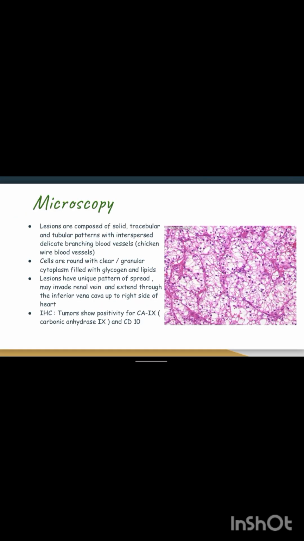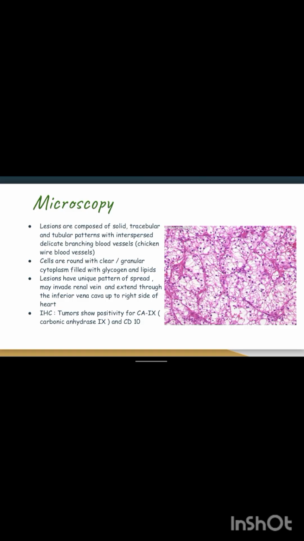Now, looking at the microscopy, lesions are composed of solid, trabecular, and tubular patterns with delicate branching blood vessels. That is, they give a chicken wire blood vessel appearance. Cells are round with clear or granular cytoplasm filled with glycogen and lipids. The cells appear clear because they are filled with glycogen and lipids. This is why it is known as clear cell carcinoma.